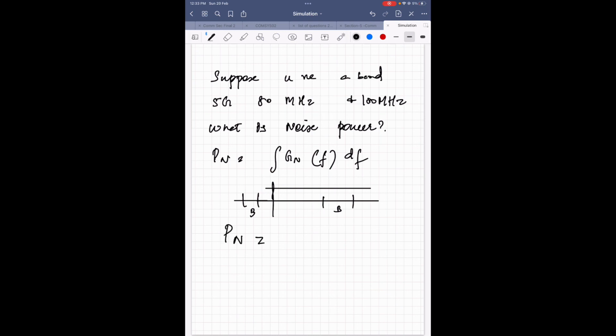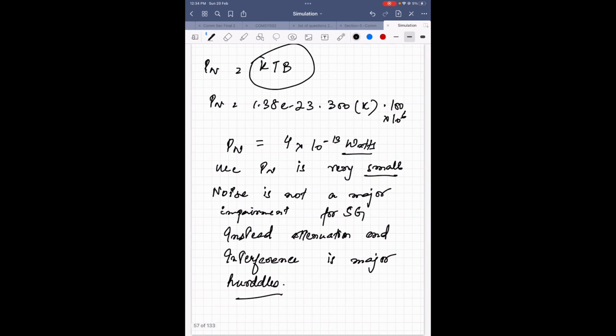We will get kT over 2, which will be twice, because it's symmetric, integral of kT over 2 df over the band. So it will be simply kTB. So noise power can be written as kTB.